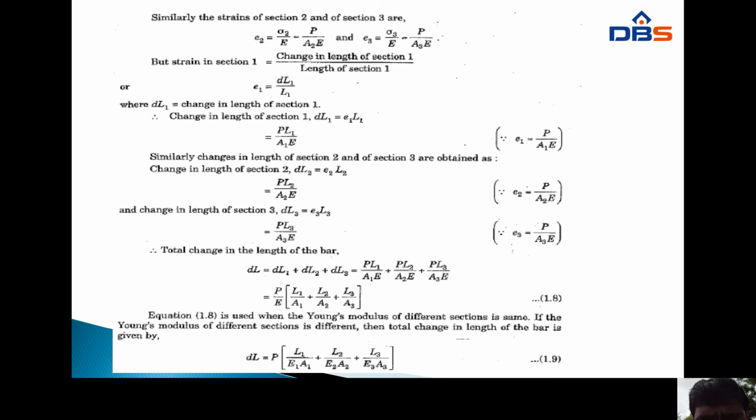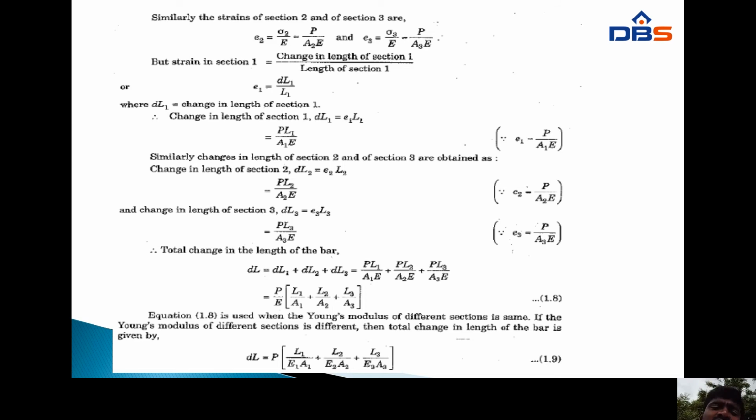Next, delta L equal to P into L1 by E1 A1 plus L2 by E2 A2 plus L3 by E3 A3. In this equation, Young's modulus of elasticity varies in the three sections. This is the equation for bars of varying cross sections to determine the change in length of the body.